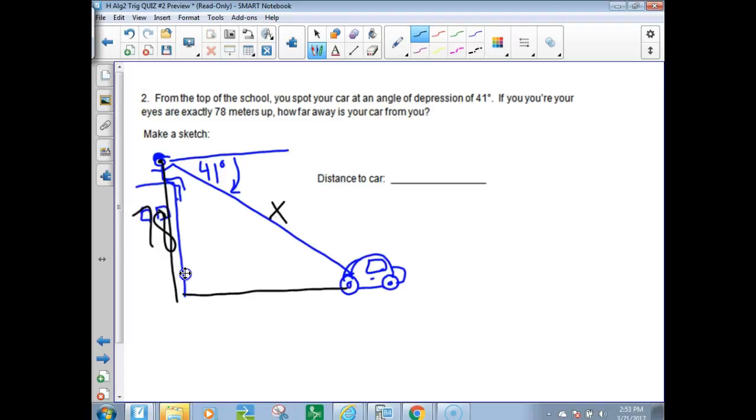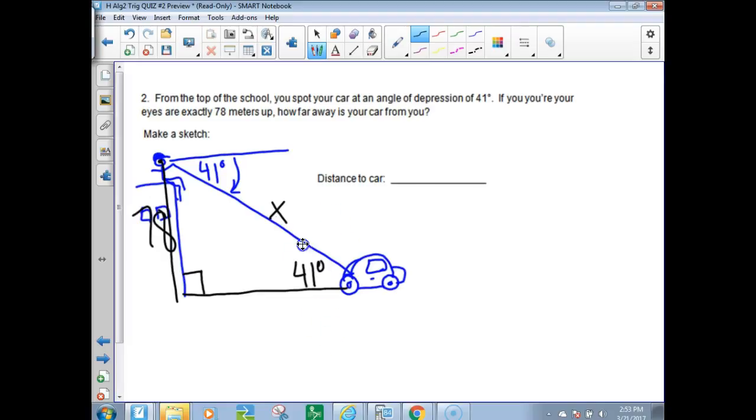All right, we are hoping our building is standing at a right angle with the ground. It's not leaning. I know mine's a little crooked. 41 degrees, where else can I put 41? Because of the alternate interior angles theorem.